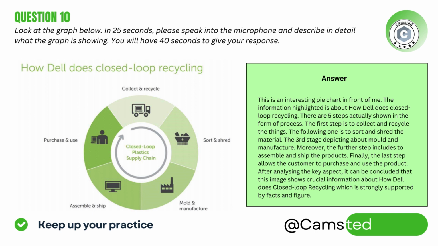The following one is to sort and shred the material. The third stage, depicting about mold and manufacture. Moreover, the further step includes to assemble and ship the products. Finally, the last step allows the customer to purchase and use the product. After analyzing the key aspect, it can be concluded that this image shows crucial information about how Dell does closed-loop recycling, which is strongly supported by facts and figure.